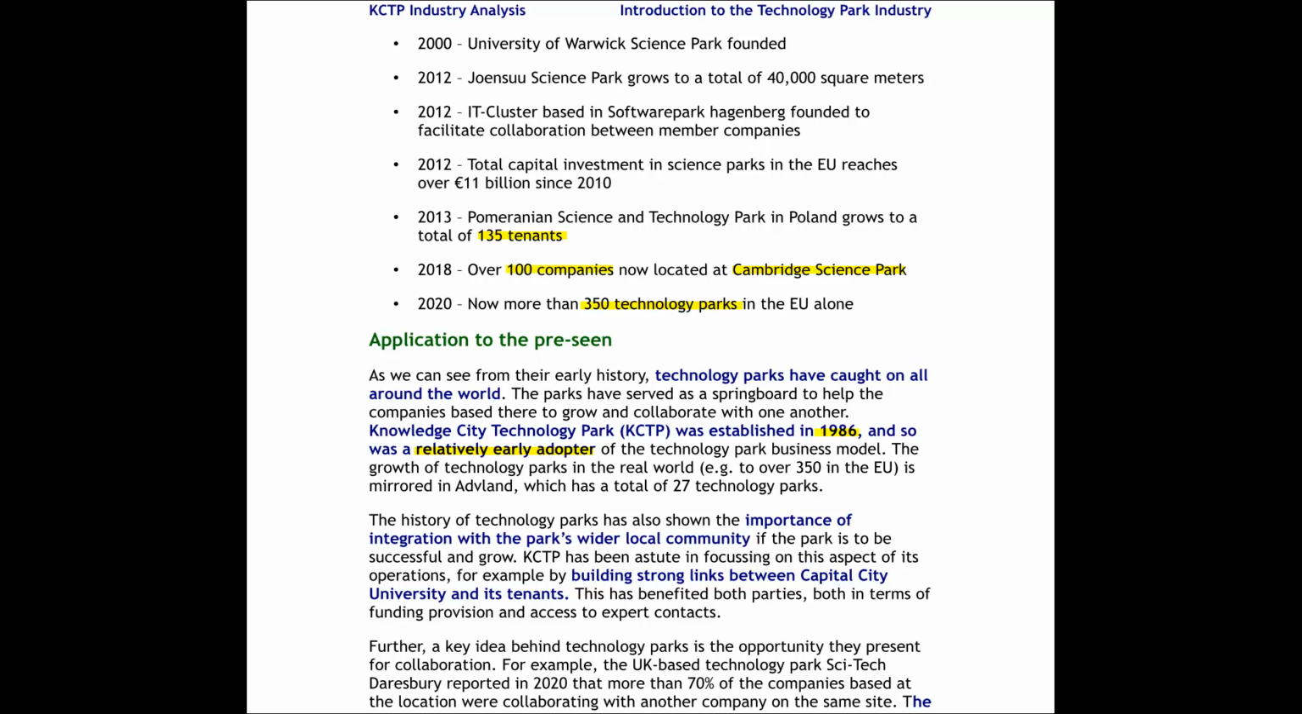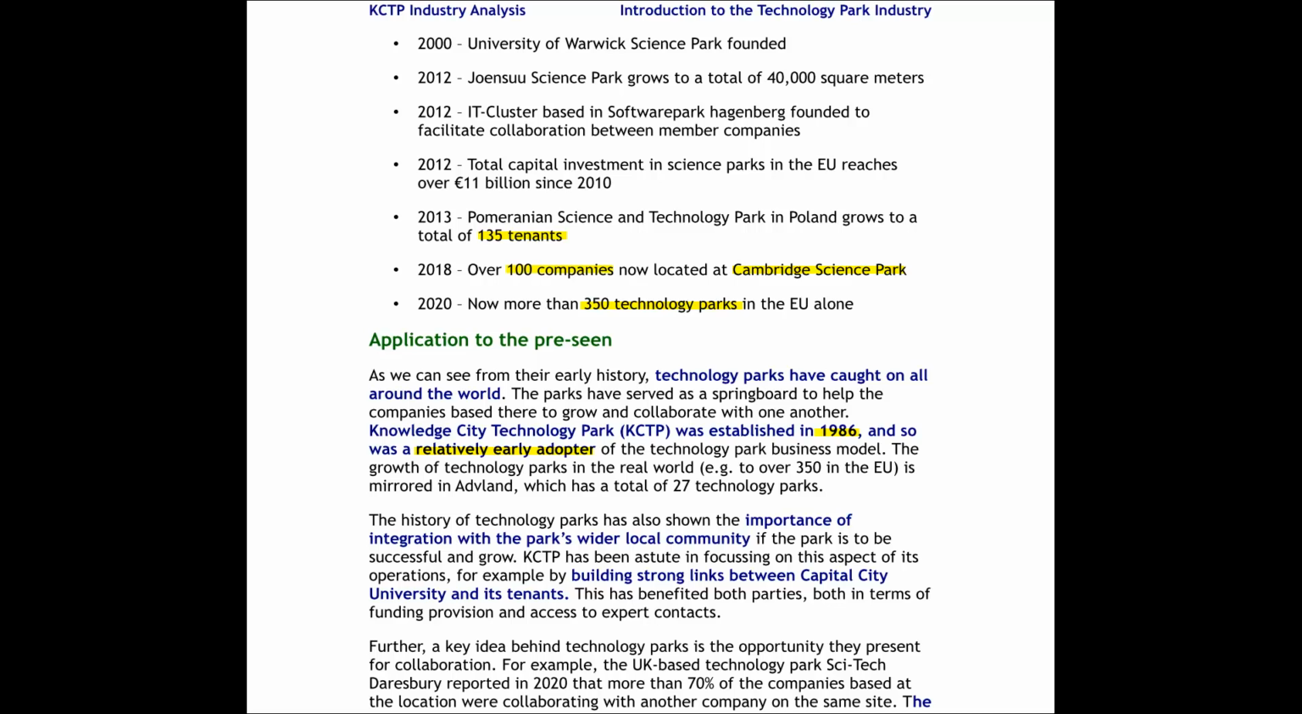As such, the company has a large amount of experience to draw upon when making strategic decisions. Additionally, the continued survival of Knowledge City Technology Park between 1986 and today in 2020 indicates that it is quite a stable company. It survived, for example, various recessions, presumably, that may have occurred in Advland during that time, and so on.